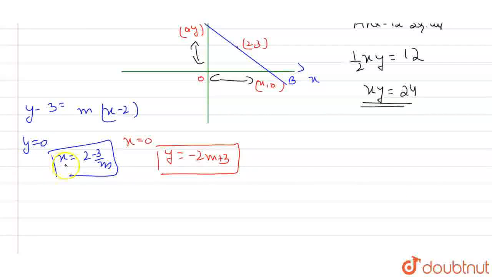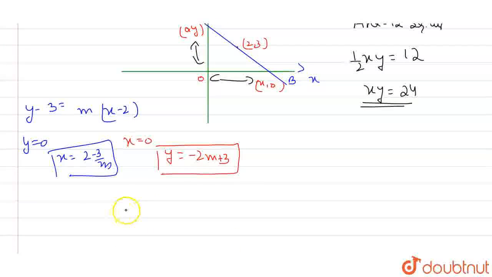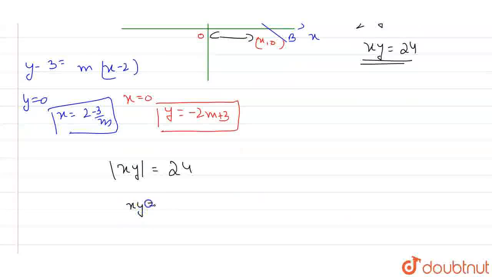Here we also have to find the values of x and y, but x and y can be positive or negative, so we have to take the mod. The mod of xy is 24. If I remove the mod, xy becomes plus or minus 24. And we know the values of x and y are 2 minus 3 by m and minus 2m plus 3.